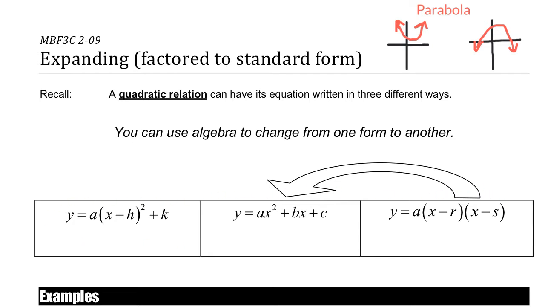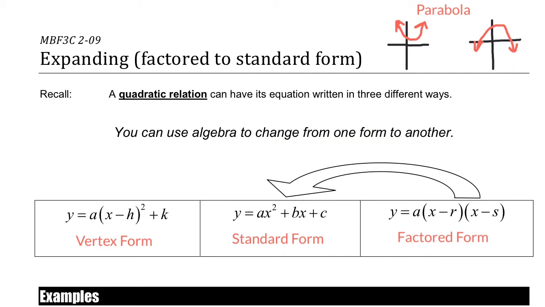The names of those forms: if you see brackets with an exponent, we call that vertex form. If you don't see any brackets at all, that's called standard form. And if you see brackets that aren't squared, so there are no exponents written on the brackets, then you have factored form. The key that we're going to look at this time around is that you can use algebra to change from one form to another.